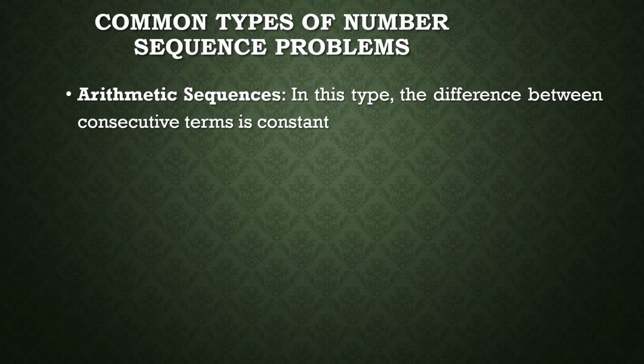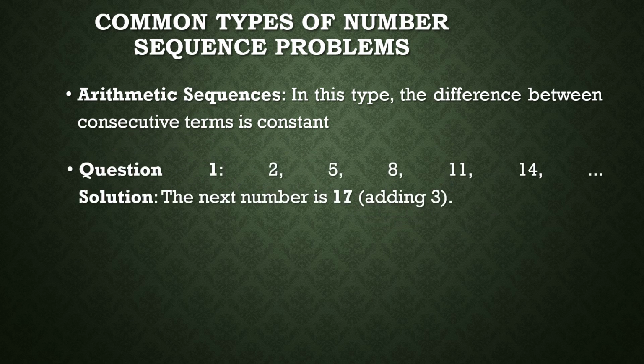So the very basic and common type is the arithmetic sequence. In this kind of problem, there is a constant difference between consecutive numbers. If we see the first example, between all these numbers there is a difference of 3. 2 plus 3 is 5, 5 plus 3 is 8, 8 plus 3 is 11, 11 plus 3 is 14, and the next number would be 14 plus 3, which is 17.